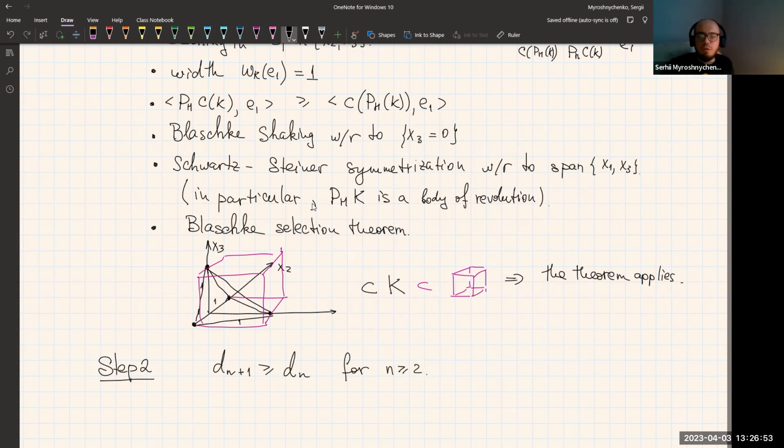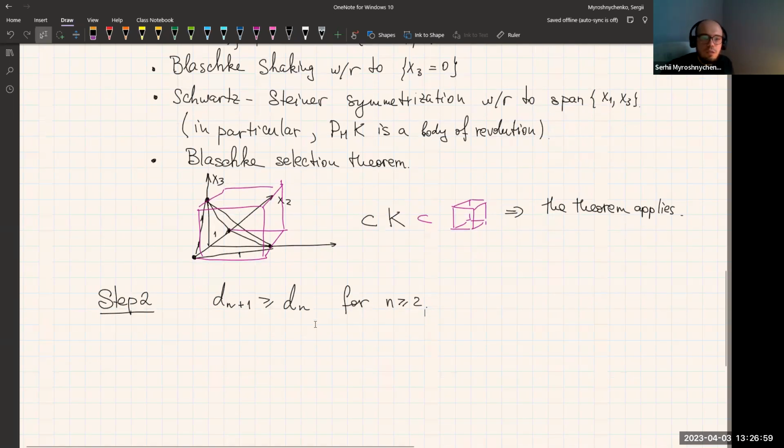So remember, we denote this distance for dimension n as d_n. It turns out that these distances are not going down. How can we see that? The idea is simply to look at the cylinder. But let me write it down so we see it all together.